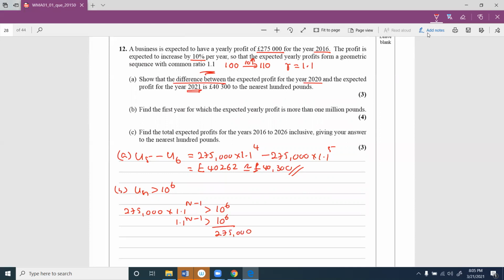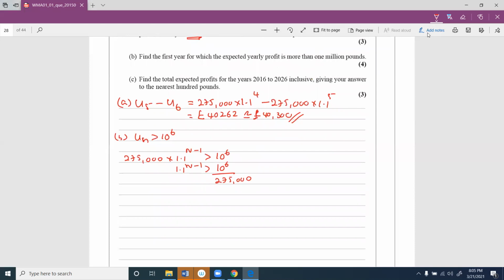275,000. Right. Then to solve this, what you need to do is use the logarithm. Log 10 of 1.1 to the power n minus 1 is greater than log 10 of 10 to the power 6 divided by 275,000. Then you can write n minus 1 is greater than log 10 of 10 to the power 6 over 275,000 divided by log 10 of 1.1. So nothing to worry here, the side of the inequality does not change just because log 10 of 1.1 is not a negative value.